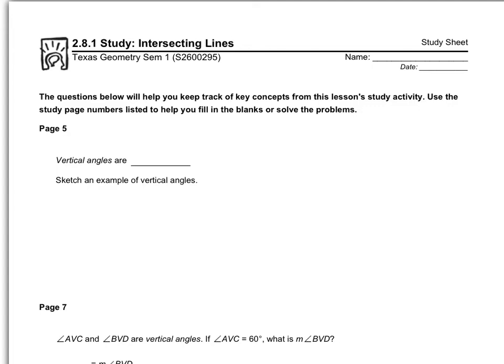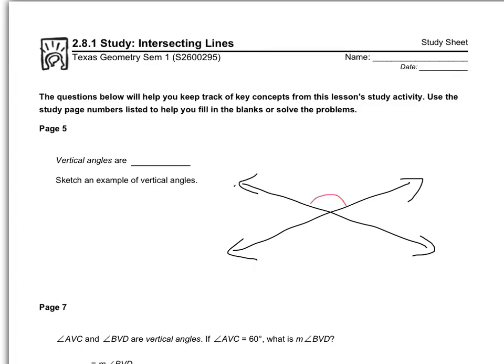Vertical angles are angles that are made by two intersecting lines. So if I draw two intersecting lines here, my vertical angles would be, one pair would be these two that are opposite of each other, and they would also be the two on the side that are also opposite from each other. So both of those, there's two pairs of vertical angles.